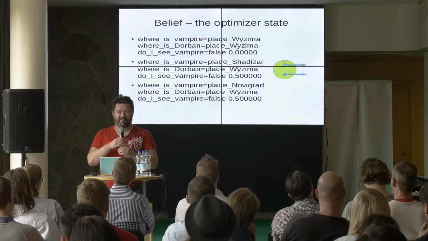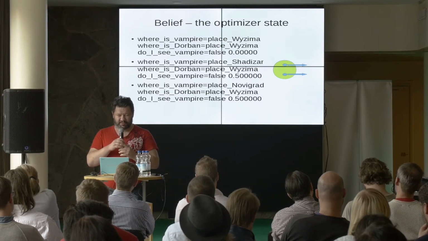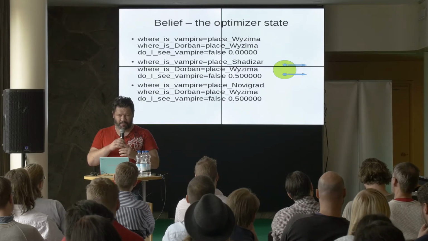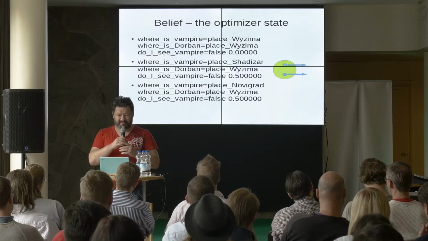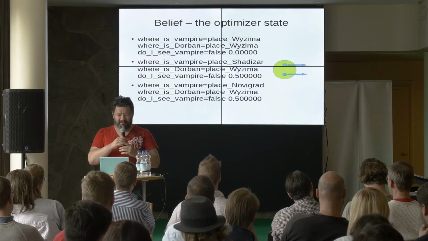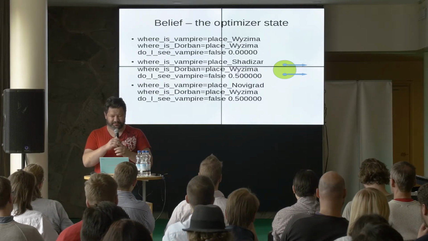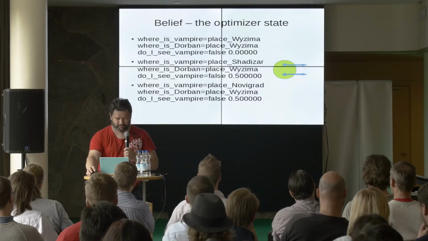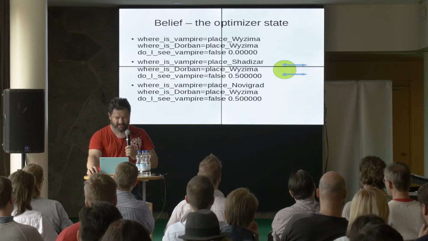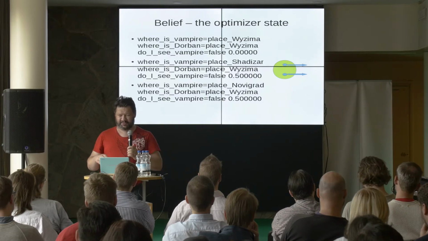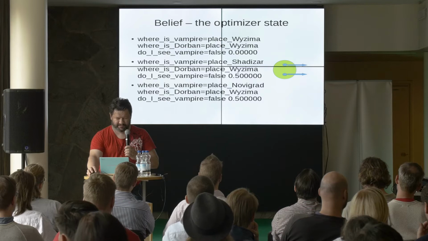So this is a belief, a probability distribution, a Bayesian probability over a visible state. You can see that we don't believe the vampire is in Vizima because we don't see him here. We believe 50% that he is in Shadizar, 50% he is in Novigrad. Okay, that's all. And I use this image that you can see here in general for the belief. So it is a mapping.